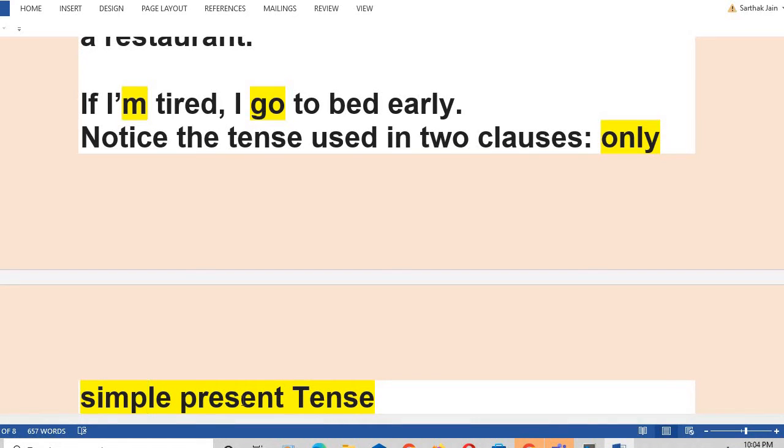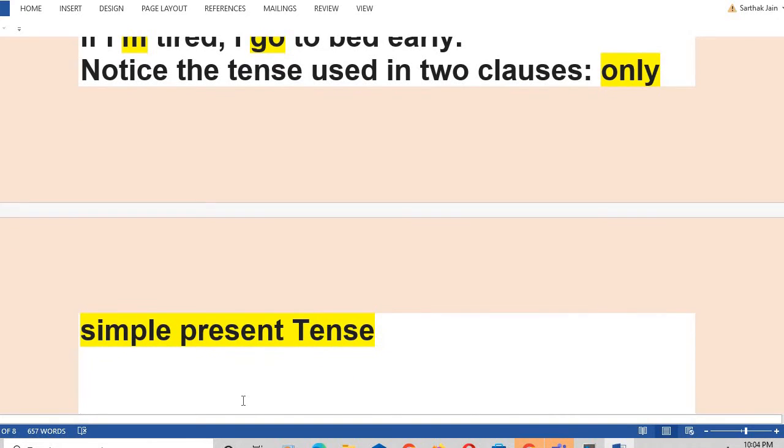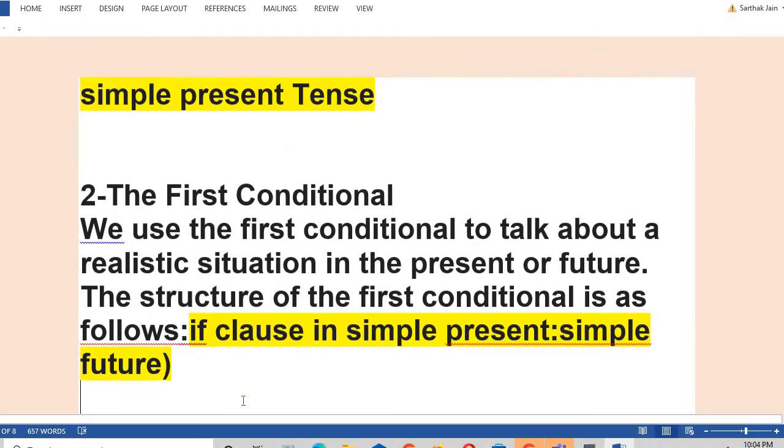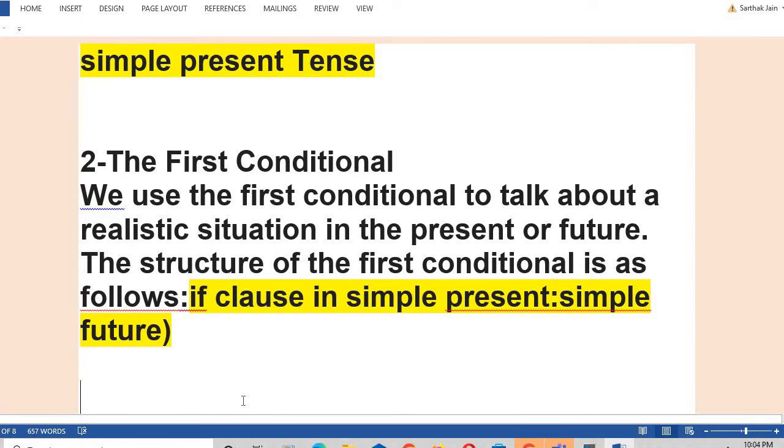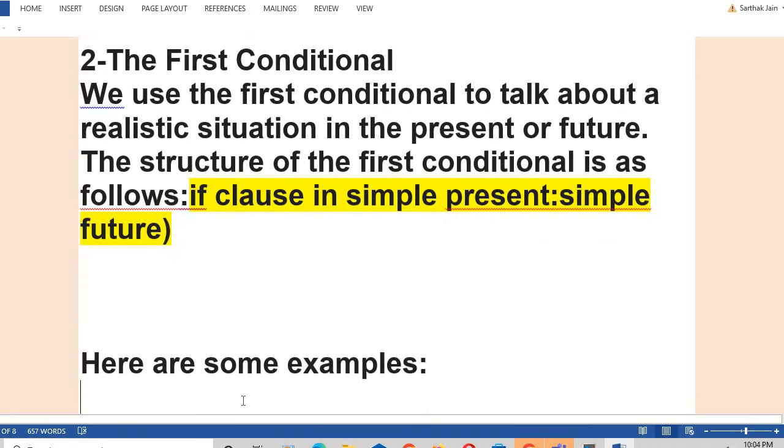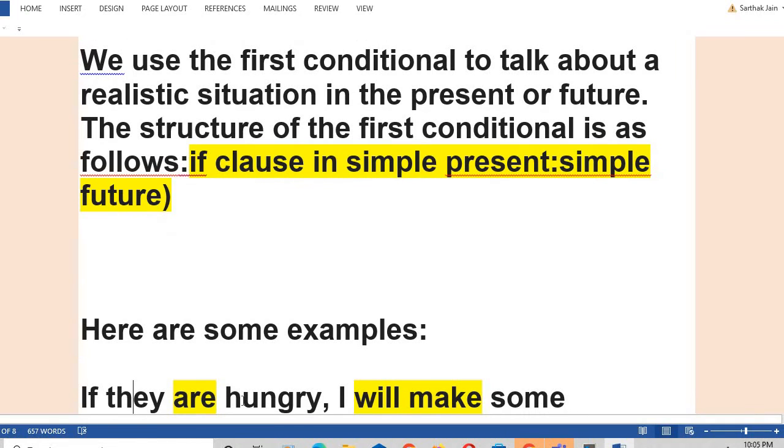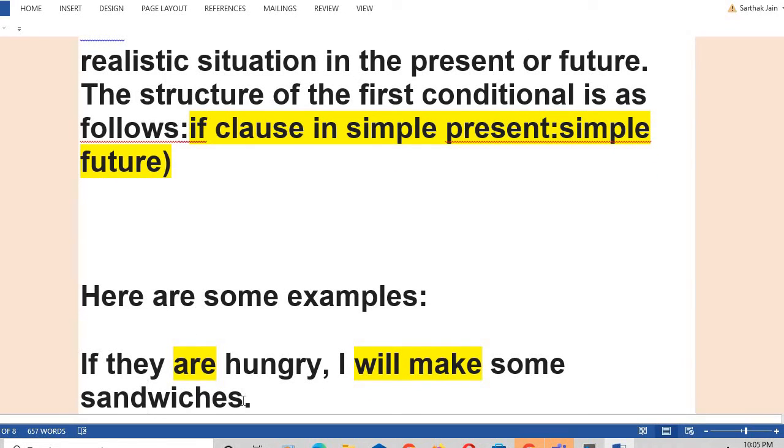Okay, and see the use of the tense, only and only, simple present tense. Now, second type, that is the first conditional. Now, we usually use this first conditional to talk about realistic situations in the present or future. And the structure of the first conditional is like this. If clause will have simple present tense and the main clause will have simple future tense. Okay, once you just remember this structure, you will never commit a mistake.